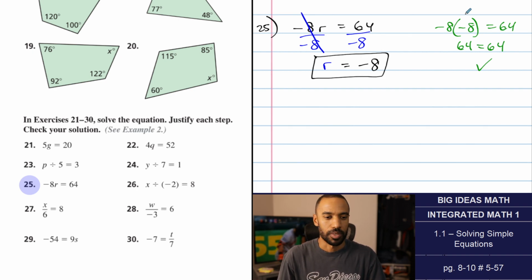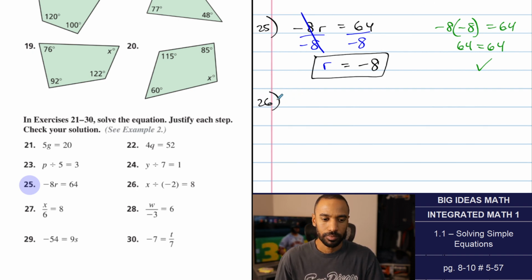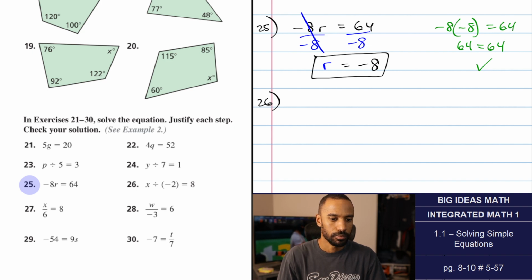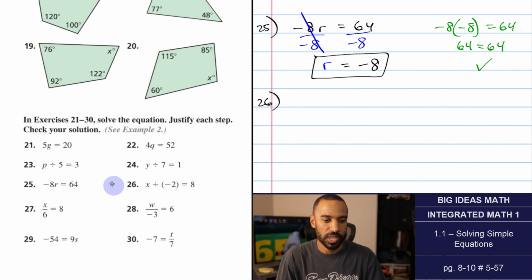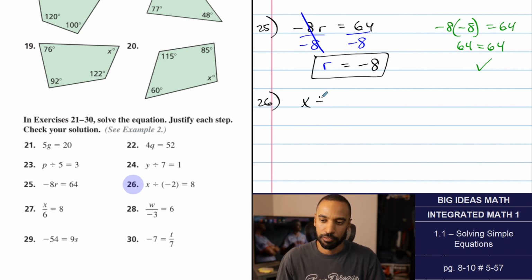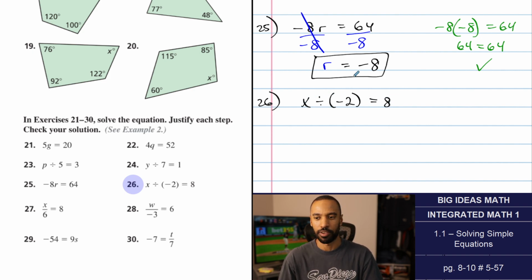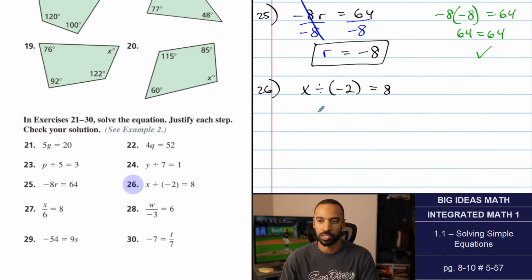Okay. Number 26. X divided by negative 2 equals 8. This is one where, I'm kind of preferring my fractions more than division, but this is one where the division might actually help you a little bit more, because fractions can confuse people with regard to where the negative goes. I mentioned this in the lecture a little bit.